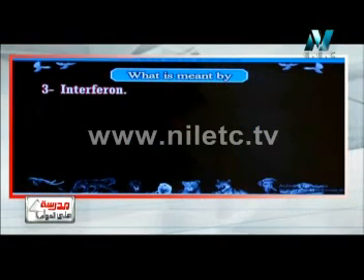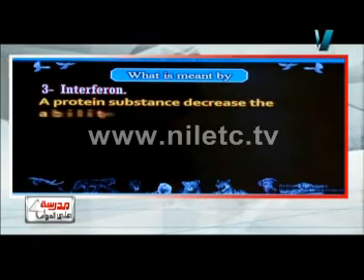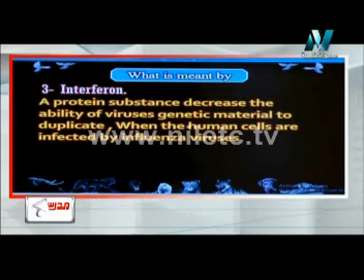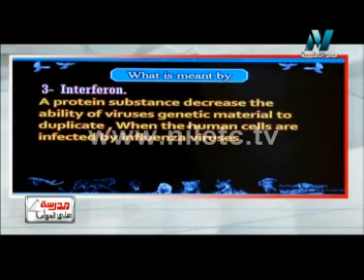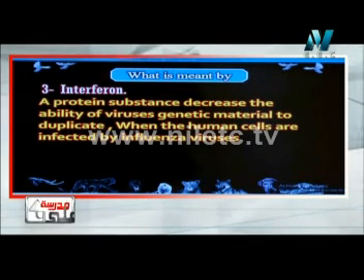The next question. What's meant by interferon? Interferon is a kind of protein that decreases the ability of the virus genetic material to duplicate. That takes place when the human cells are infected by a virus. When the human cells are infected by a virus, a certain gene or a number of genes on the DNA are transcribed into mRNA, and the mRNA is translated into a certain sequence of polypeptide chains that form the interferon.